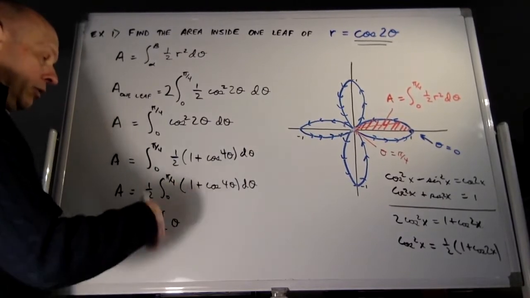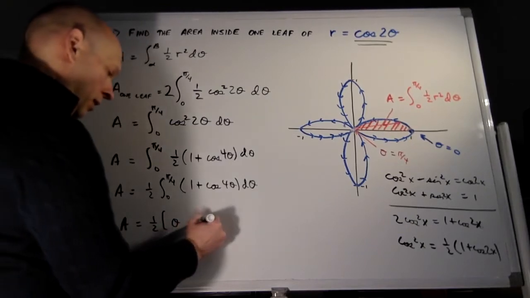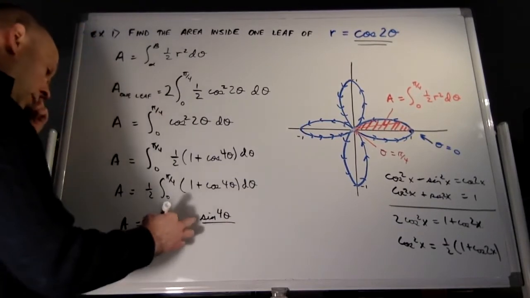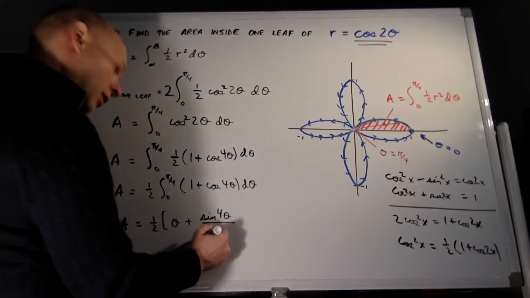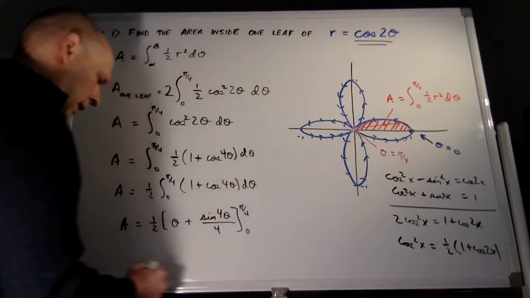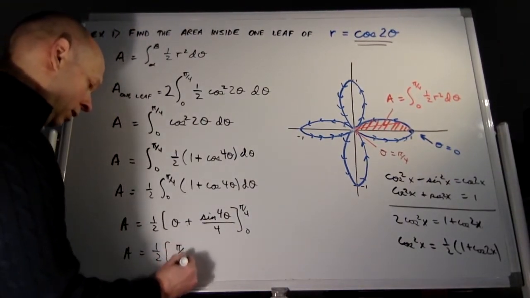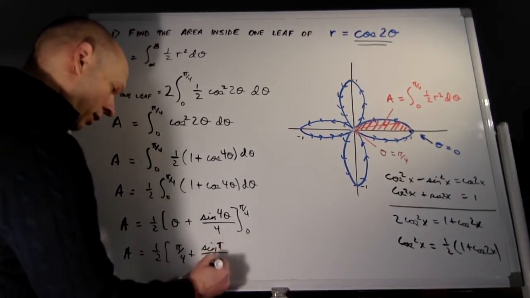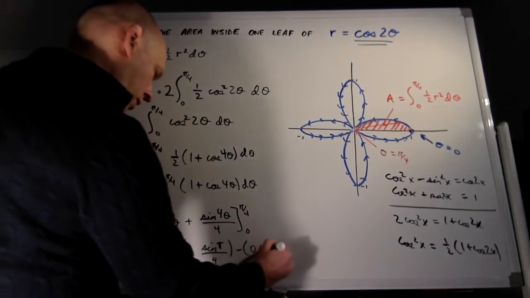But here, the antiderivative of cosine is going to be negative sine, but it's a 4 theta there, right? So that's going to be minus sine 4 theta. Oh, sorry, positive, not minus. It's the antiderivative. So positive sine 4 theta over 4, evaluated from 0 to pi over 4. So my area is going to be 1/2 of pi over 4 plus sine of 4 times pi over 4, in other words, sine of pi, minus 0 plus the sine of 0 over 4.